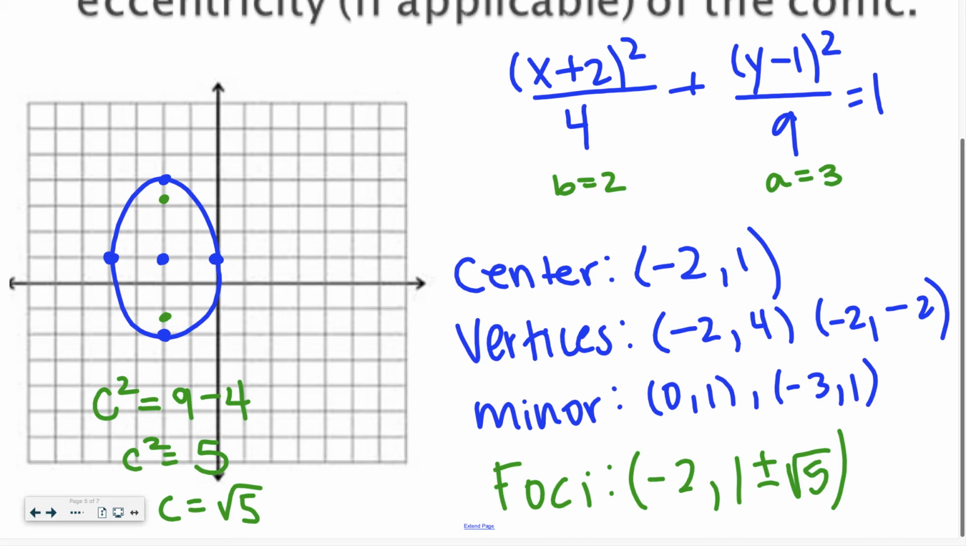Okay, so from here we moved vertically. So I took the center and I added and subtracted radical 5 to my y-coordinate since we moved vertically.